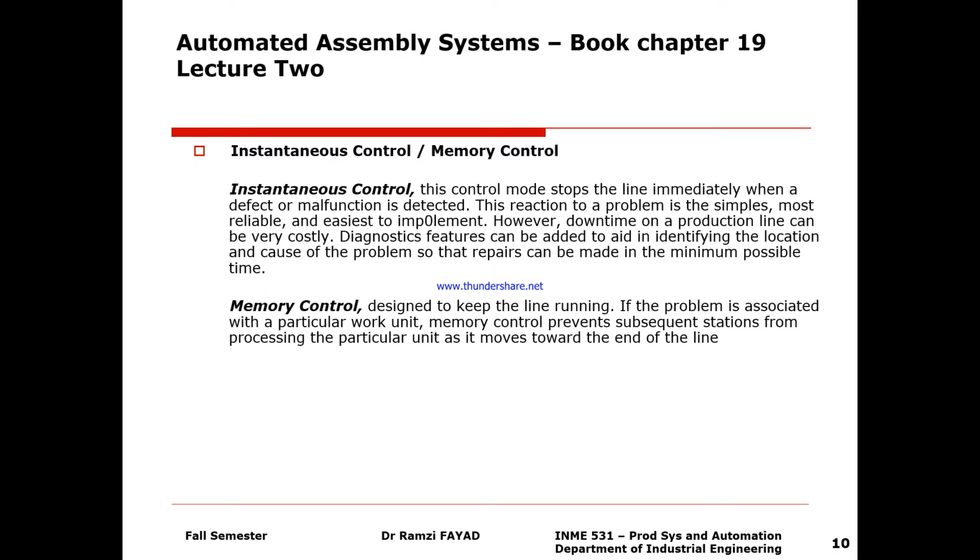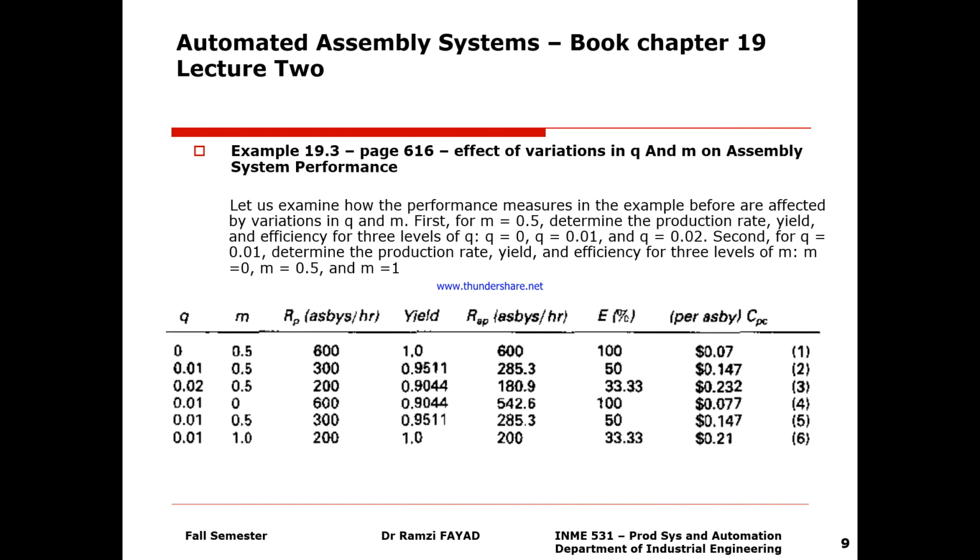Memory control is designed to keep the line running; it does not stop. If the problem is associated with a particular unit, memory control handles it in a subsequent station as the unit moves towards the end of the line, so they remove the unit later on. Meaning what? Yes, it's defective but does not jam the system. So it slips through the system, as this will be changed later on. While instantaneous control stops the system immediately.